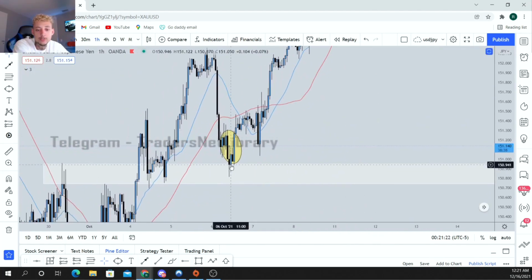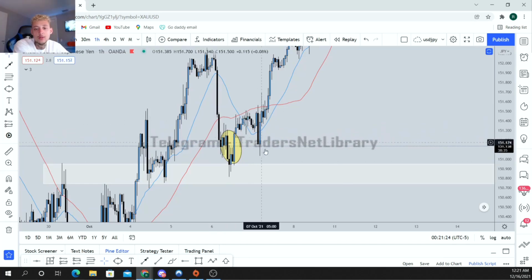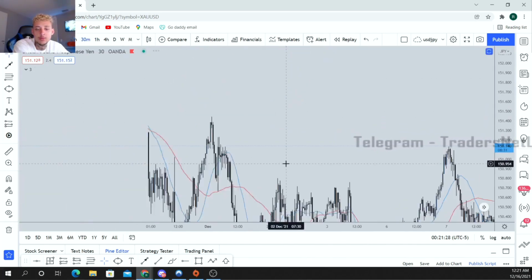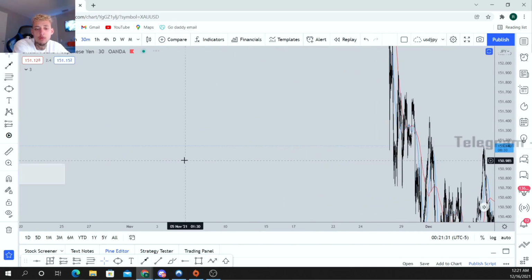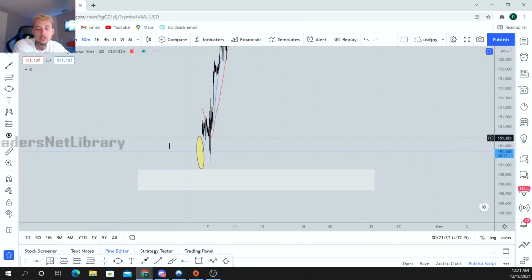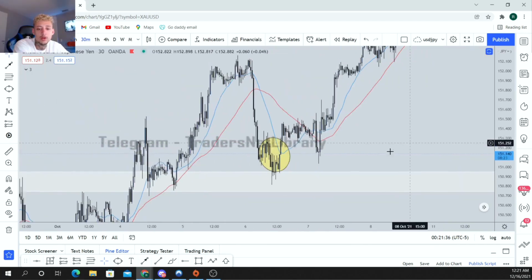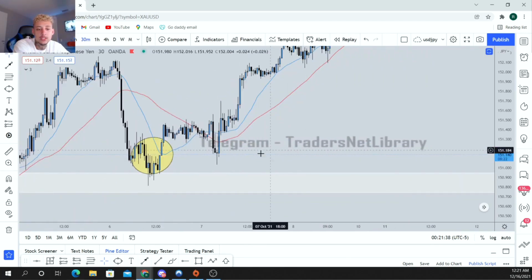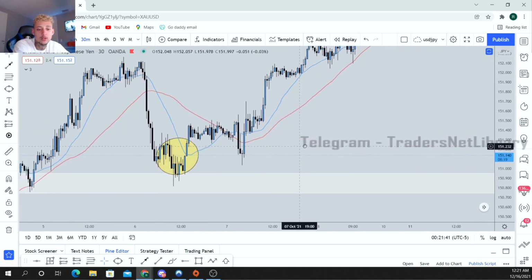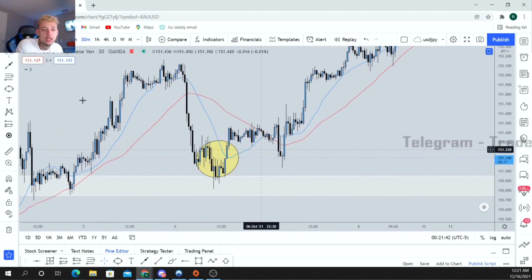So pretty much price rejected support, continued to trade higher, then pulled back, and then it gave us a bullish variation pattern. Now in this situation, I would go to the 30-minute time frame just so I could see a little bit more detail with price and really see what's going on here, right? So your first indication really to look to buy is right here in this 30-minute time frame.